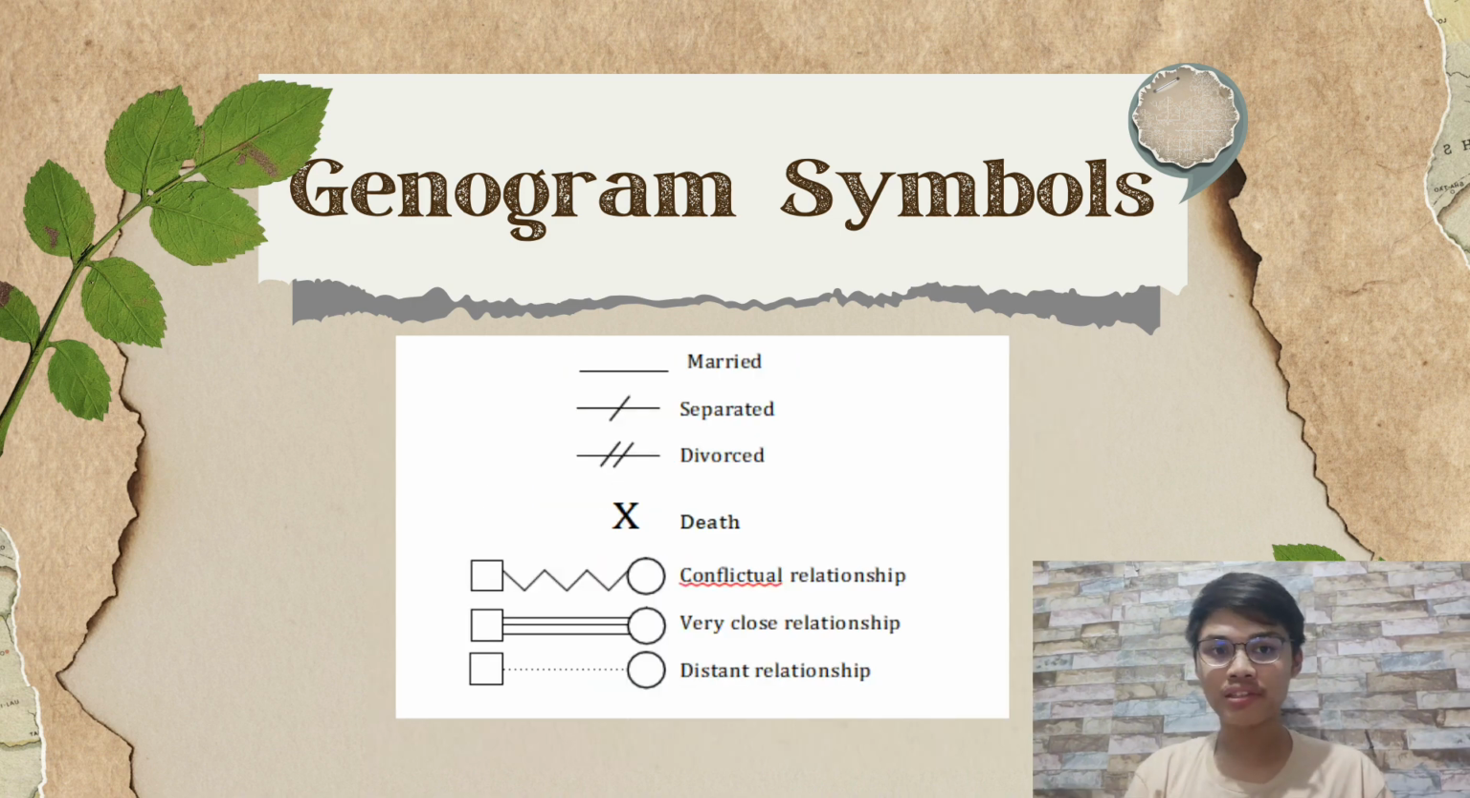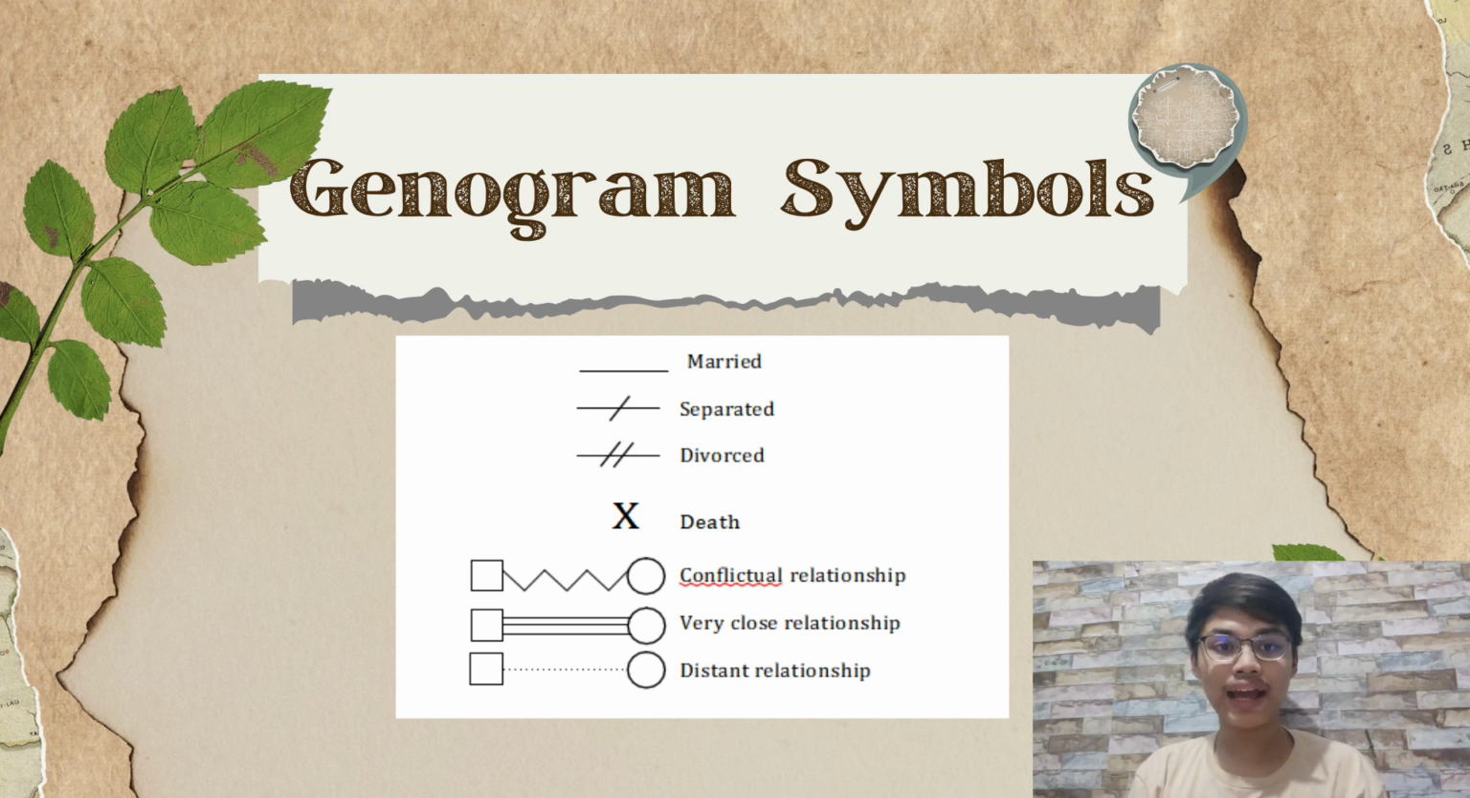Now let's talk about lines, on how two or more individuals are connected. For married people, we use one whole straight line, no broken pieces. Remember that. Next, when they are separated, we use one whole straight line with a slash in the middle. If a couple undergoes divorce, we use one whole straight line with two slashes in the middle. Remember, if they are separated, only one slash. But if they have gone through divorce, we use two slashes in the middle.